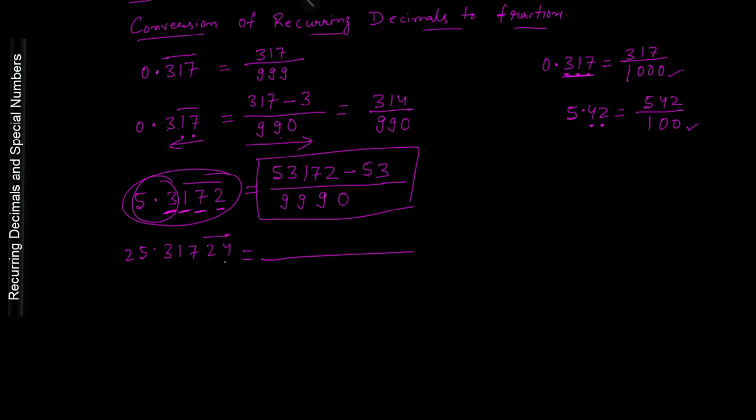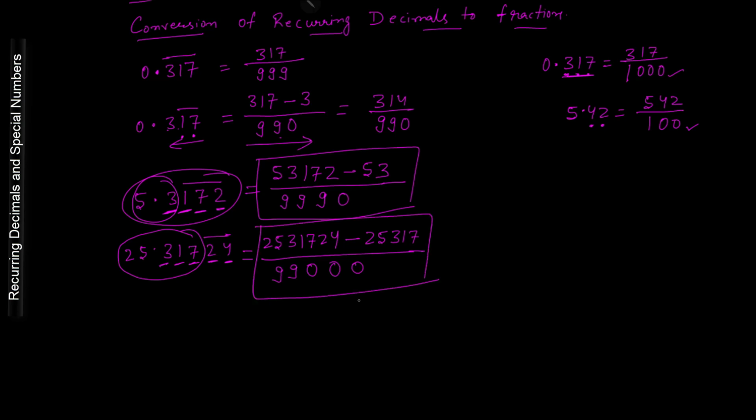This last one. Can you see that? For 4 we will have 9. For 2 we will have 9. For 7 we will have 0. For 1 we will have 0, and for 3 also we will have 0. That's it. And the numerator will be 253124 minus everything that is outside the bar. So it is minus 25317. The bar is gone, the decimal is gone. Simplify it yourself. So this is a very simple way of putting it.